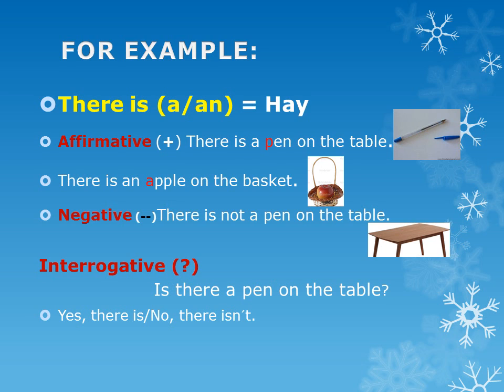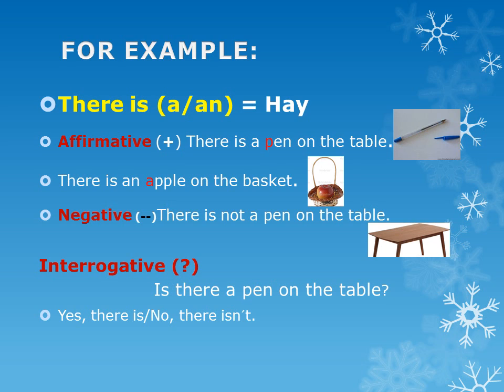Example, affirmative way. There is a pen on the table. As we see, there is just one pen on the table. Second example, there is an apple in the basket. In this case, I use the word an because the noun apple begins with a vowel. In the negative way, we say, there is not a pen on the table, because on the table there is nothing.